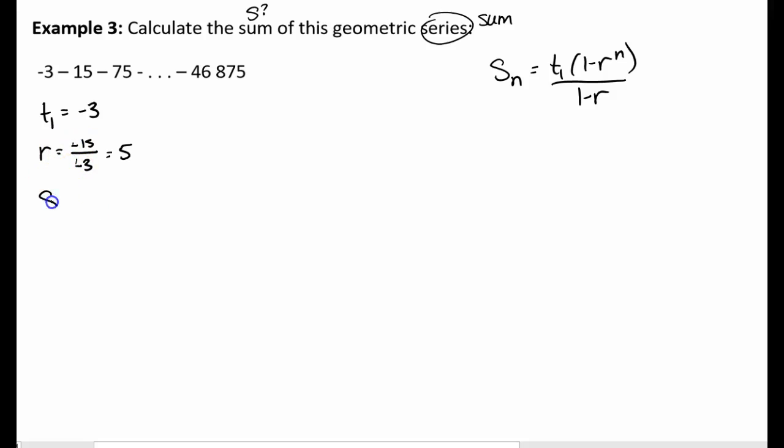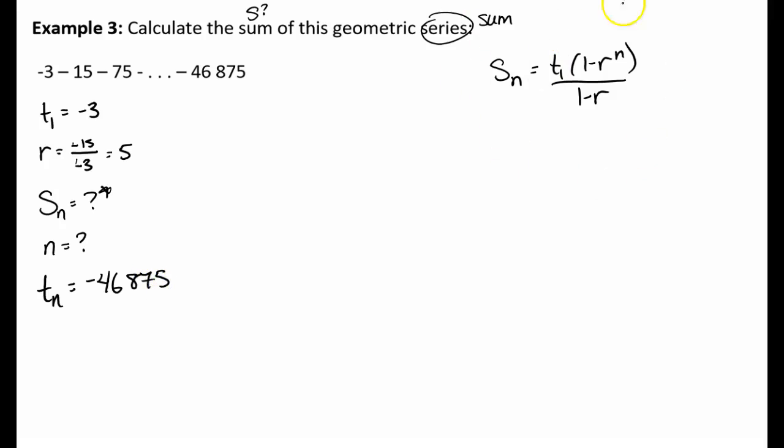Okay, we're solving for Sn, but we actually don't know n either. So this is our main one, but we need to still figure out what n is first. So how are we going to do that? Well, we know the last term is -46,875. And so what we're going to do before we go ahead and actually solve for our sum is we need to figure out what n is. What is our last term? How many terms are included in the sum?